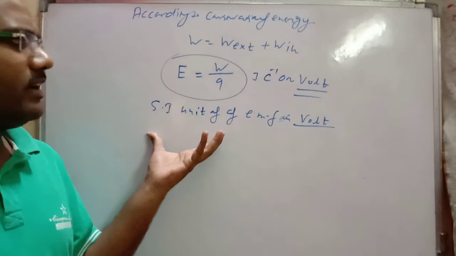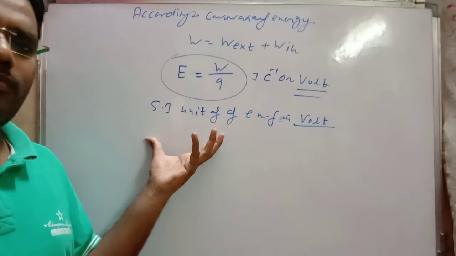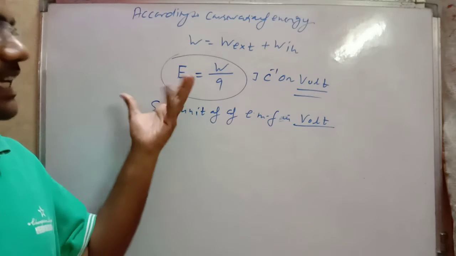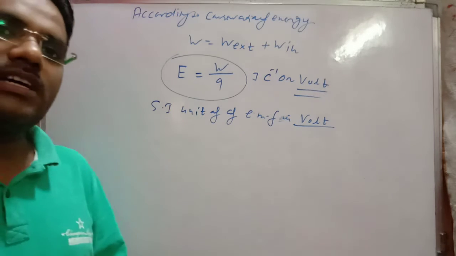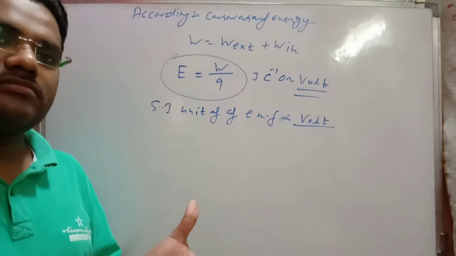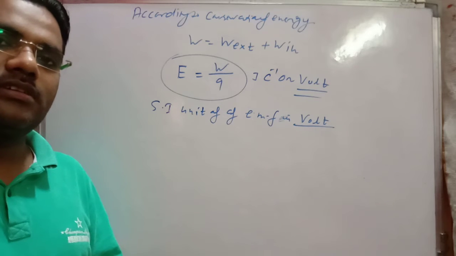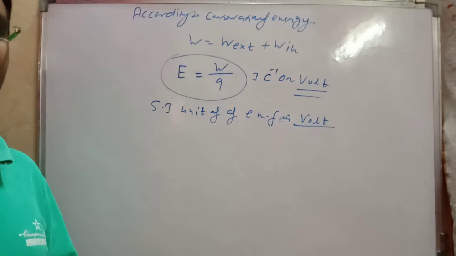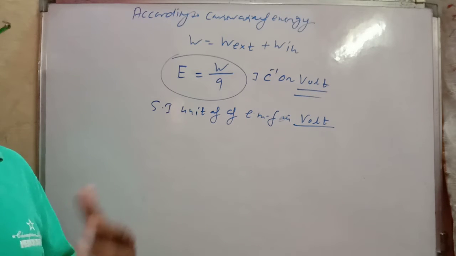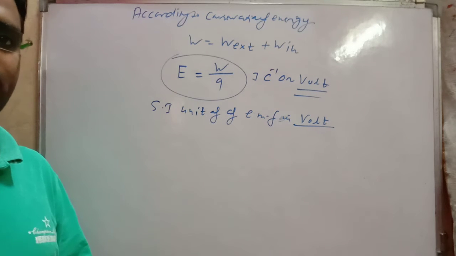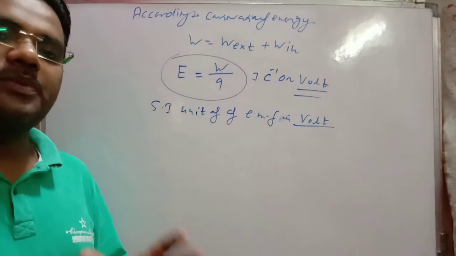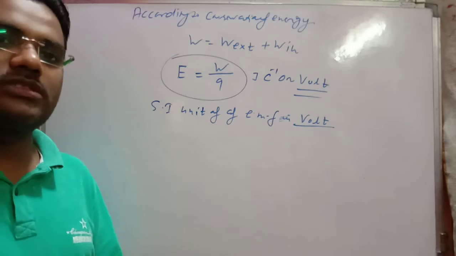Factors affecting the EMF of a cell. There are many factors affecting the EMF of a cell. First one is the nature of the electrolyte. Second one is the nature of the electrodes. Third one is the temperature of the electrodes. And the fourth one is the separation between the electrodes.